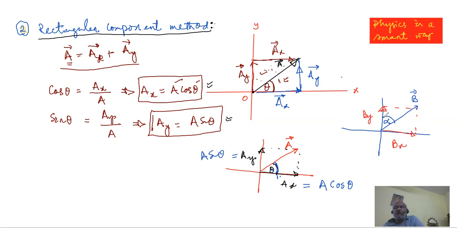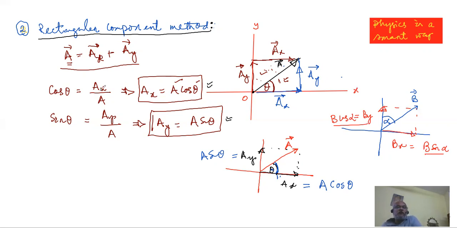As far as our present situation is concerned, you can clearly see the y component is touching the angle. So By will be equal to B cos alpha. And here the x component is away from the angle, it doesn't touch. So Bx will be B sin alpha. Okay, touch means cos, away means sin. If you do not forget that, it will always help you.